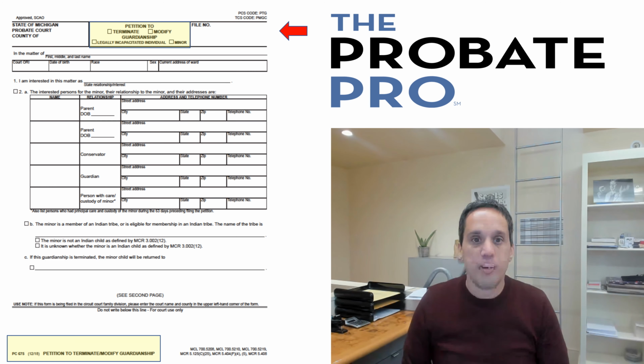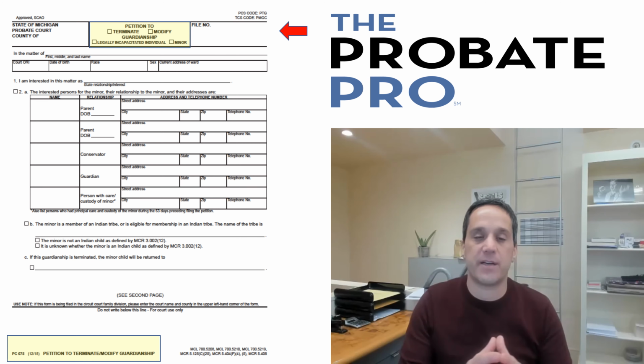guardianship. The form that's used is this particular form, which is a SCAO form, a State Court Administrator Approved form, that is PC 675. It is a petition to terminate, and it can also be used for the modification.